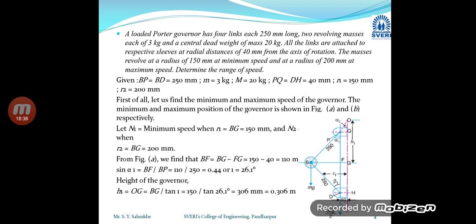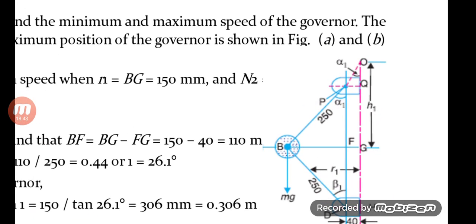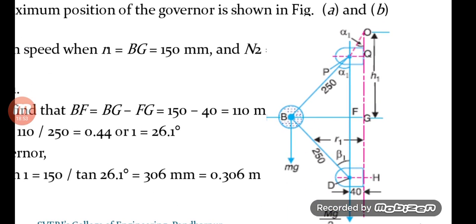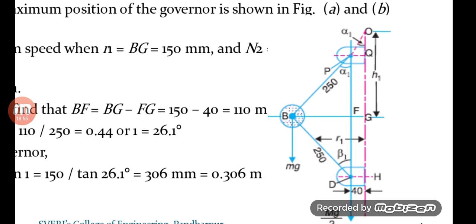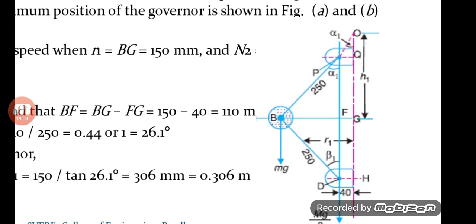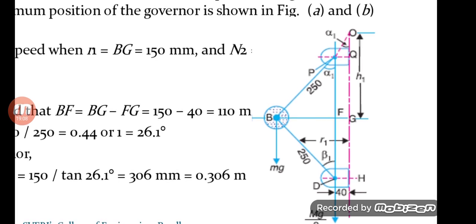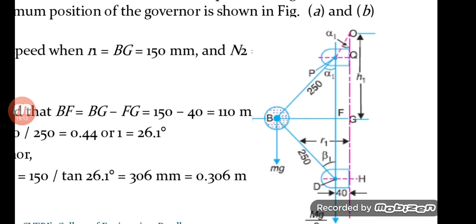Now from the geometry of this figure, we can write the BF distance. Why is it required? Because we are going to consider the BPF right angle triangle to calculate the value of alpha 1, or to calculate H1. Alpha 1 will be used for calculating H1. Basically we want to calculate H1 because our formulae which we have derived are in the form of H1 and H2. So we are interested in calculating H1.